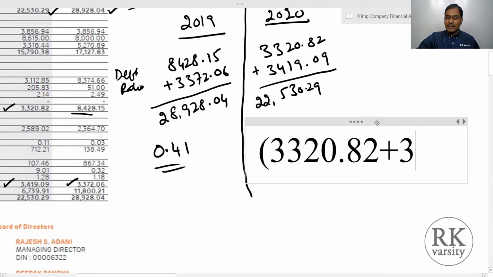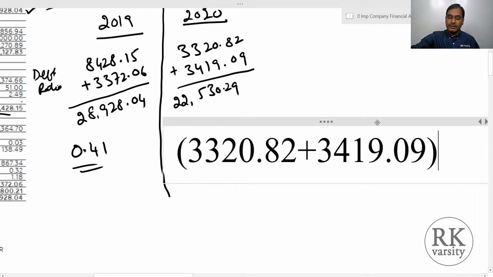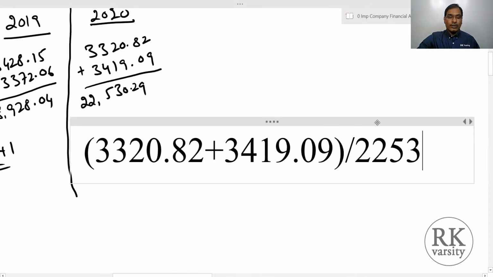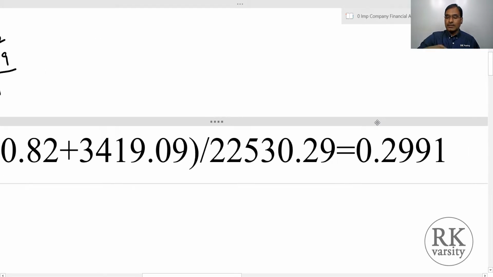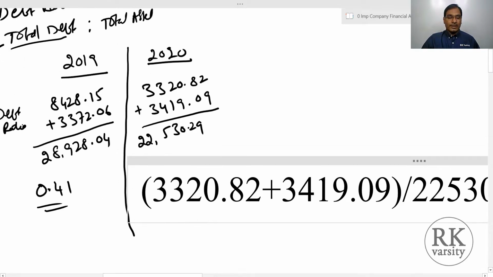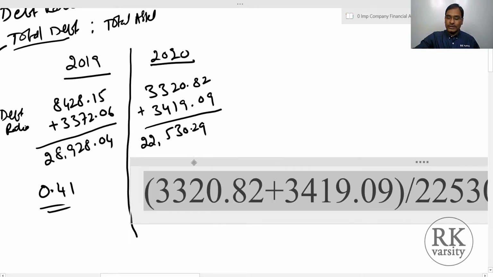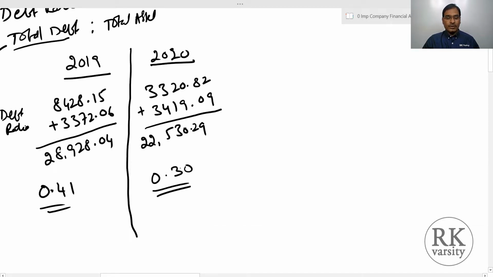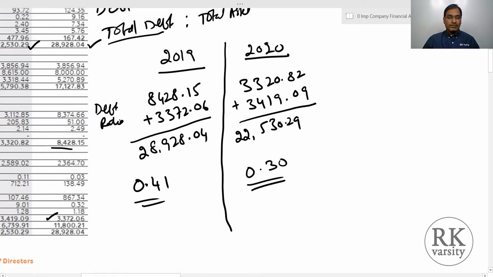For 2020, 3320.82 plus 3419.09 upon 22530.29 gives 29.9, or we can say 30%, or 0.30. So in 2019 the debt component is 40%, whereas in 2020 the debt component is 30%. That means of the total resources, that is the total assets, 30% of the assets in 2020 have been funded in the form of debt, whereas in 2019 40% of the assets were funded in the form of debt.